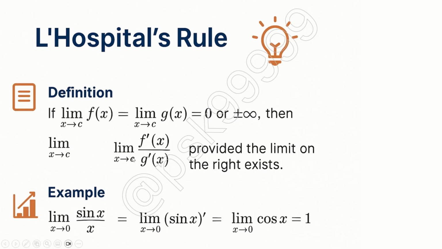In that case, I can apply the limit on the first derivative of the numerator and denominator. If here also you get 0 by 0 or infinity by infinity, you can repeat the step and apply on the second derivative, provided you don't get 0 in the denominator. So let's see how to use it.